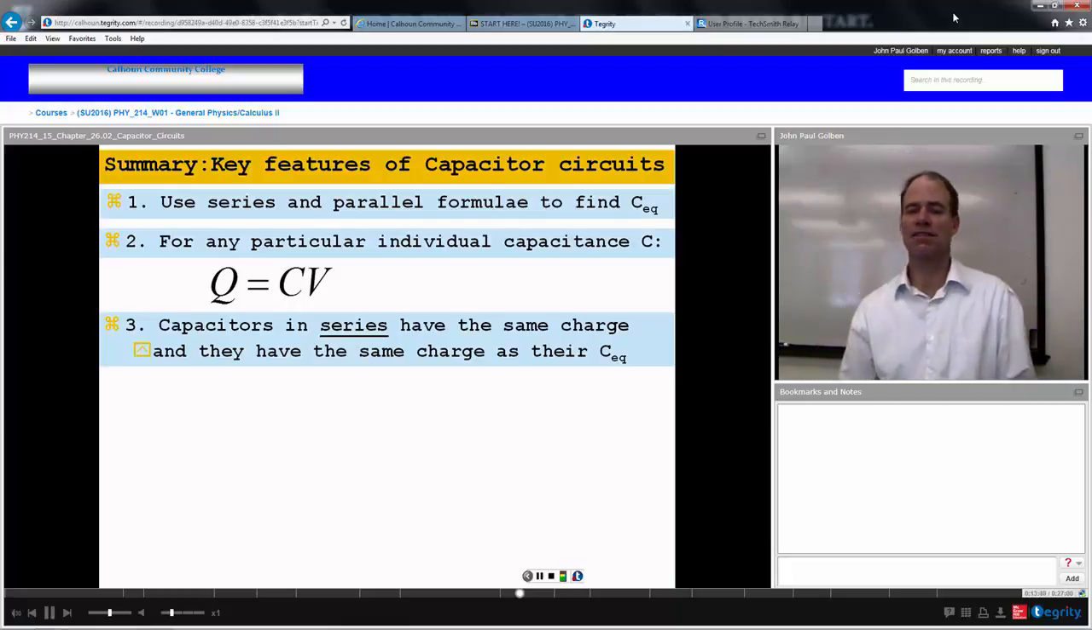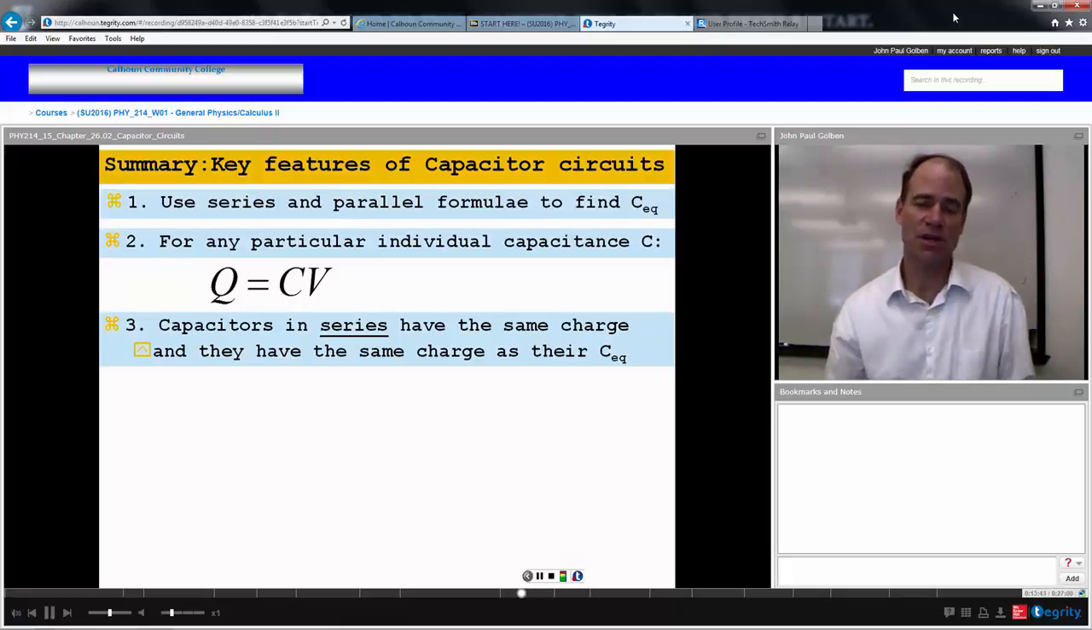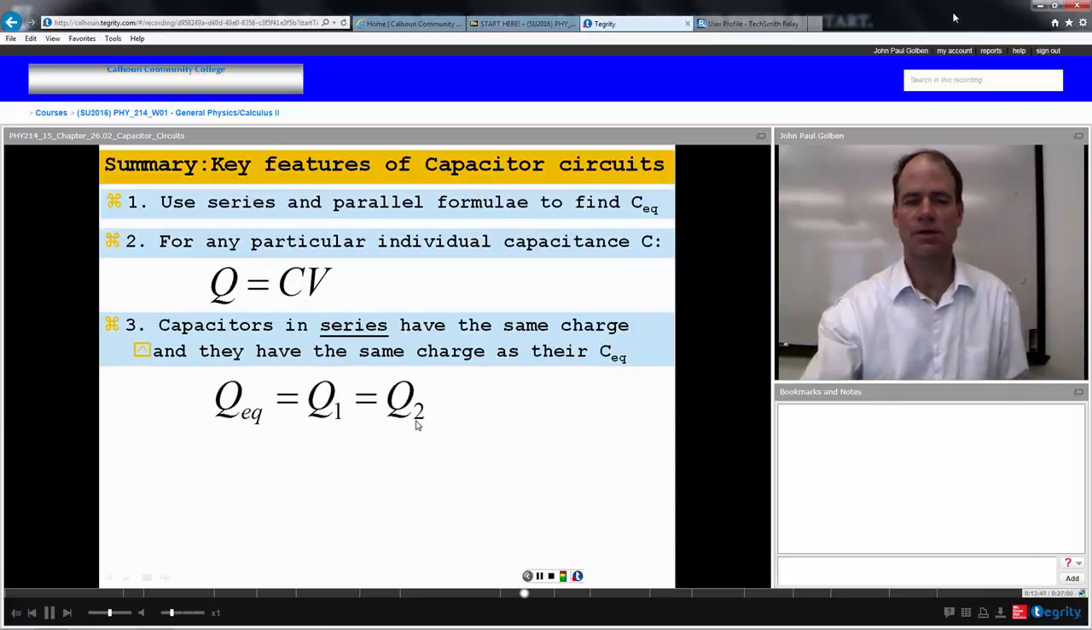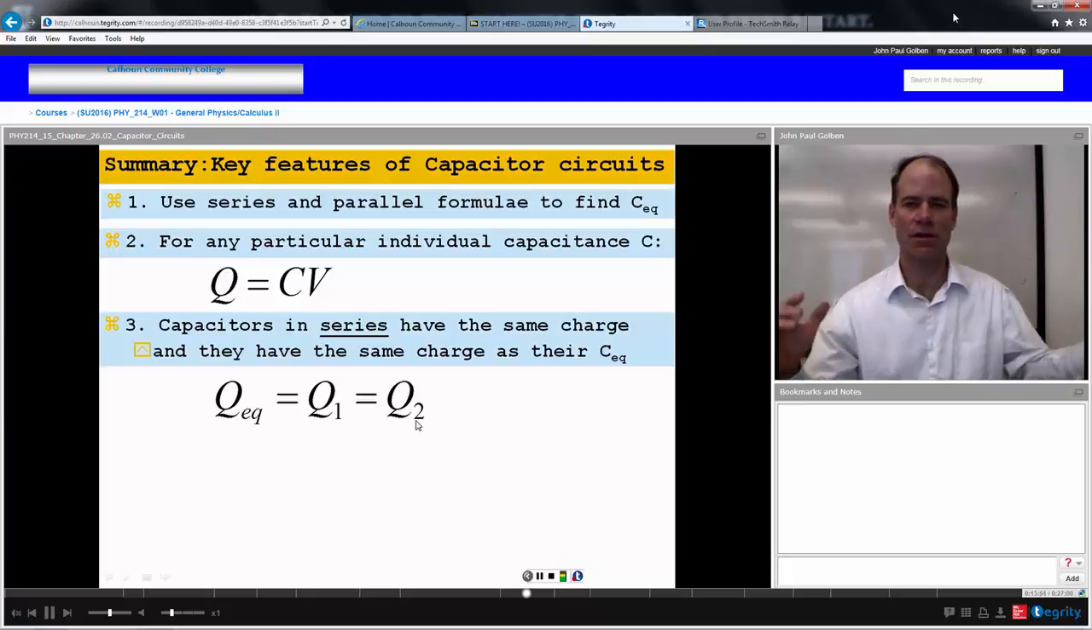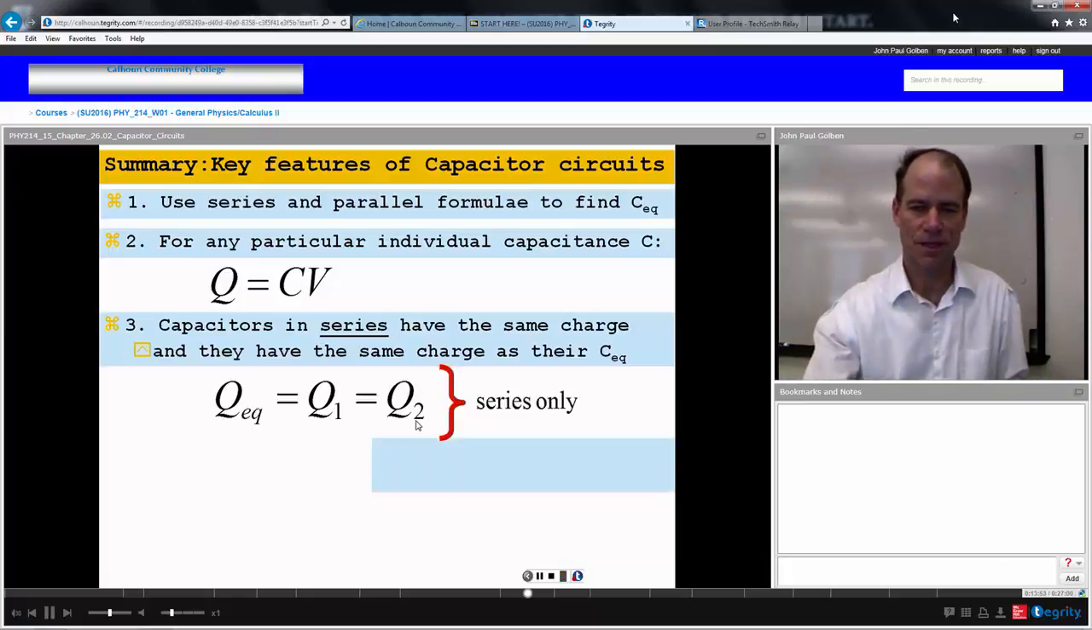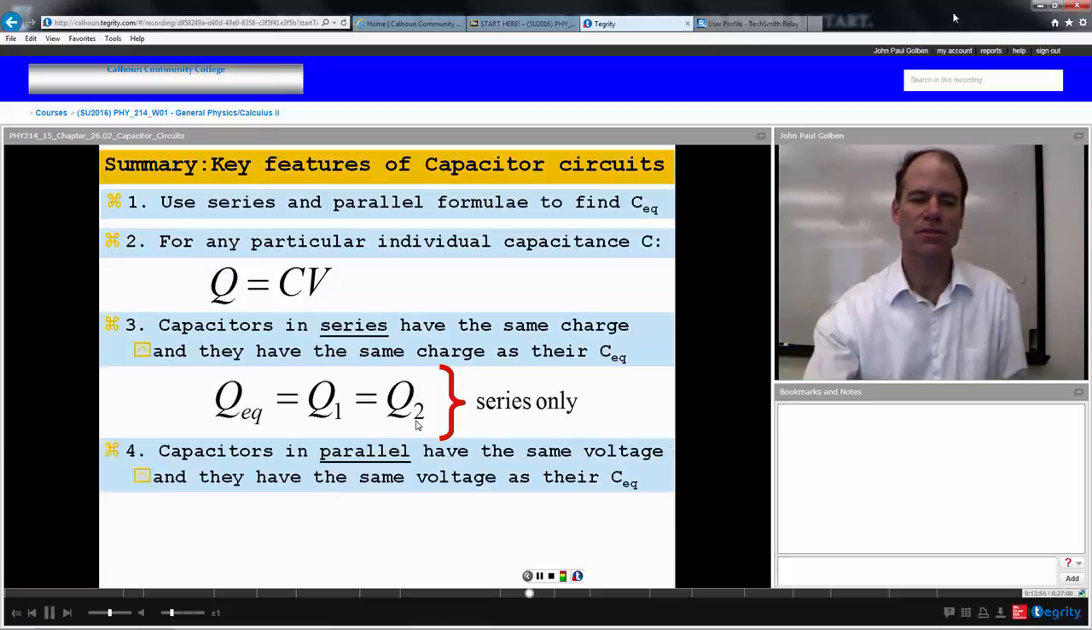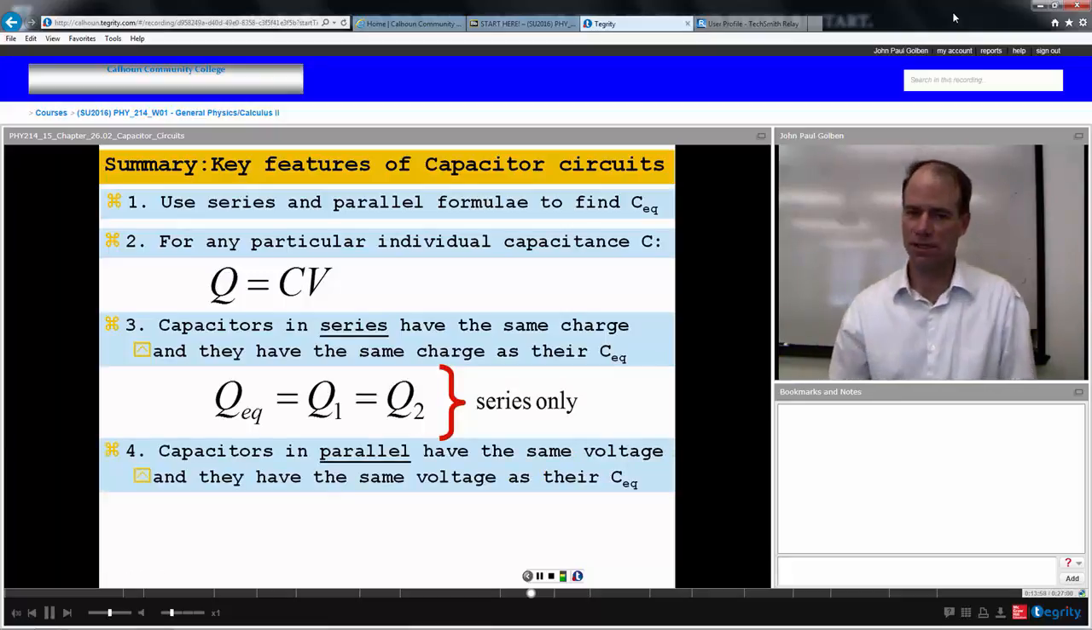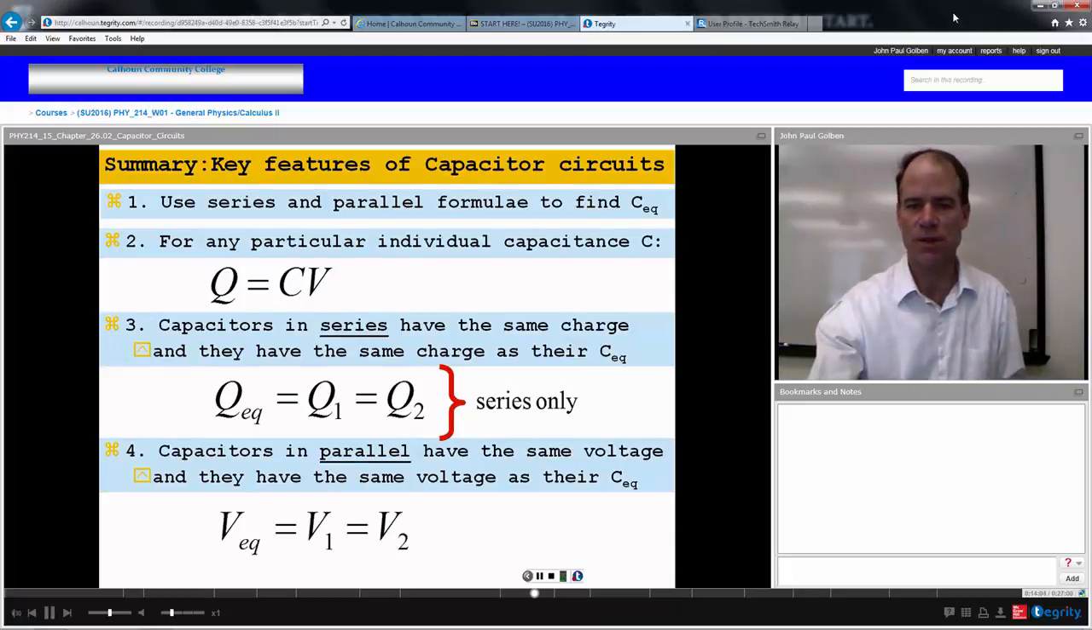Capacitors in series have the same charge, and they have the same charge as their equivalent capacitance. This is very useful. So Q equivalent will equal Q1 equal Q2 if they're in series. Capacitors in parallel have the same voltage as anything in parallel, and they have the same voltage as their equivalent capacitance. So if we have a parallel combination, the voltage will be equal across all those branches of the combination. That's only for parallel.